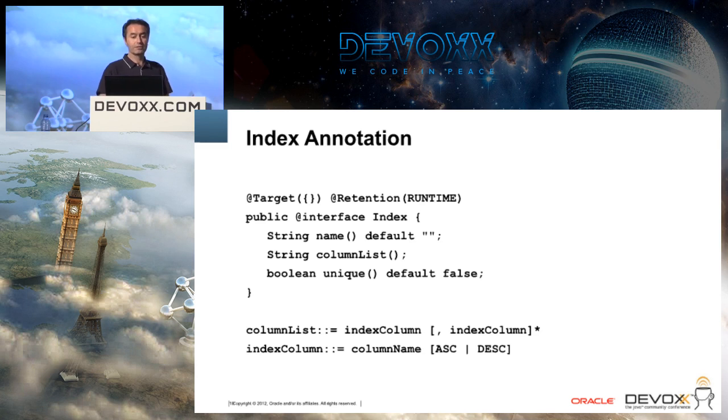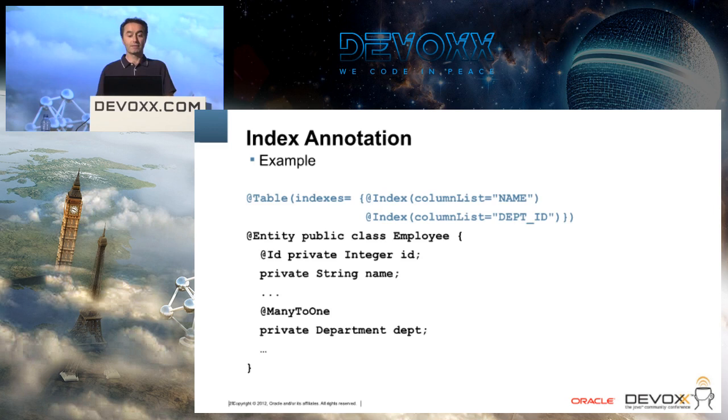Here's the definition of the annotation Index. It has a name, which defaults to nothing, no need for the name necessarily, a list of columns, and whether they have to be unique or not. And then you see the BNF: the index column list is a list of names, and they can be ascending or descending.